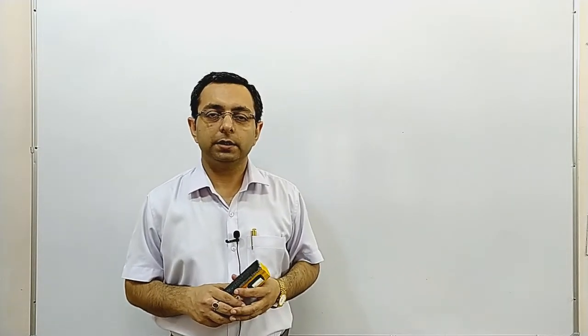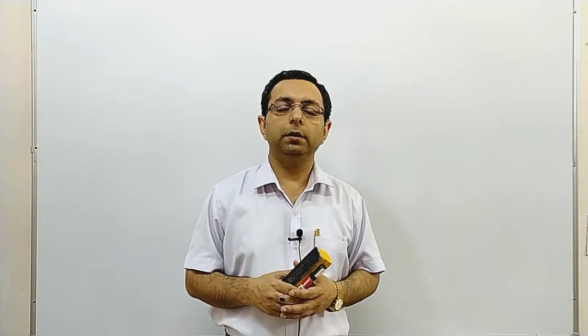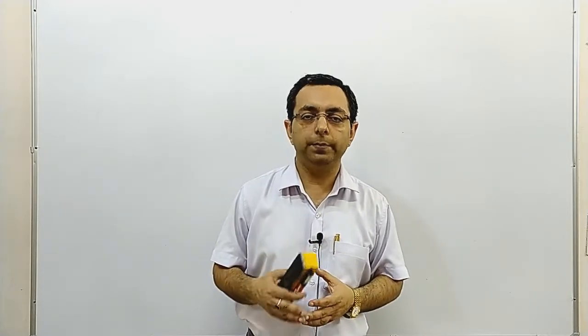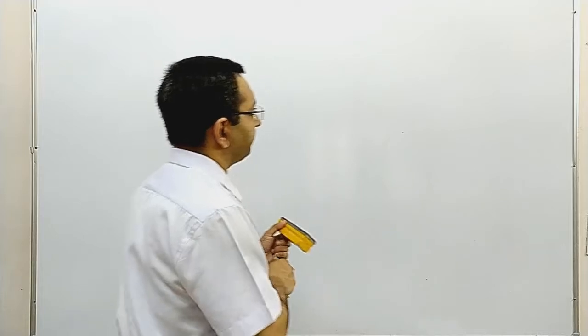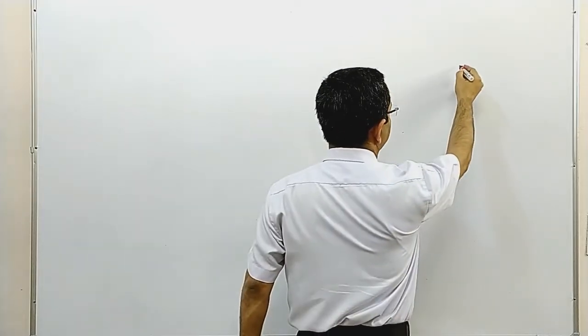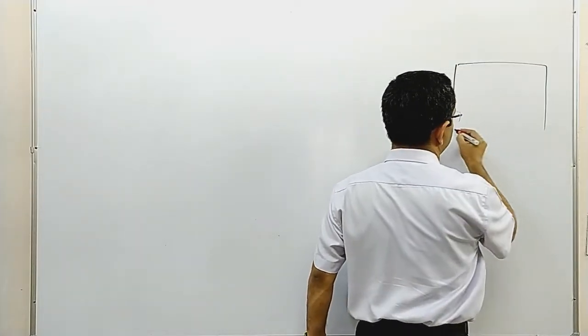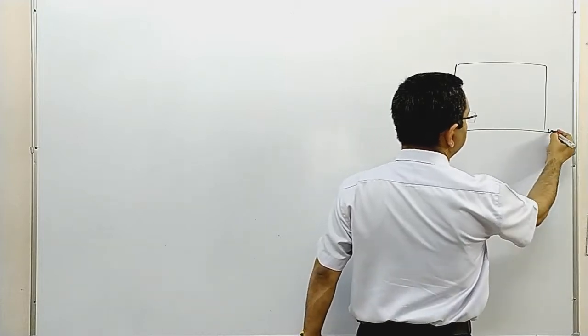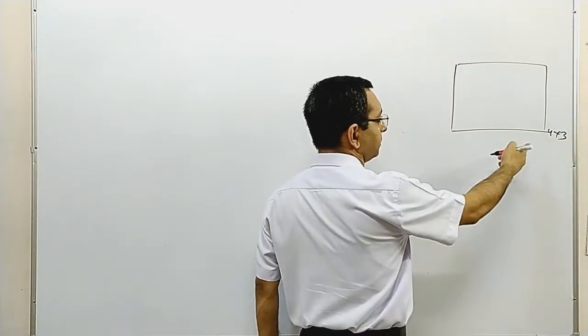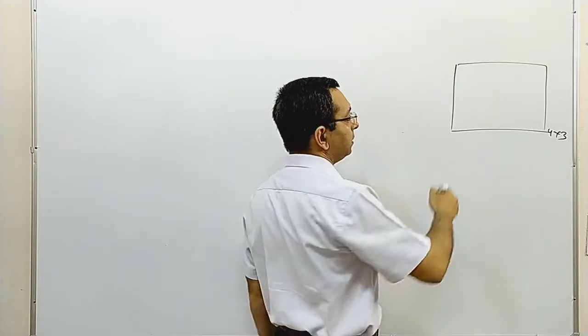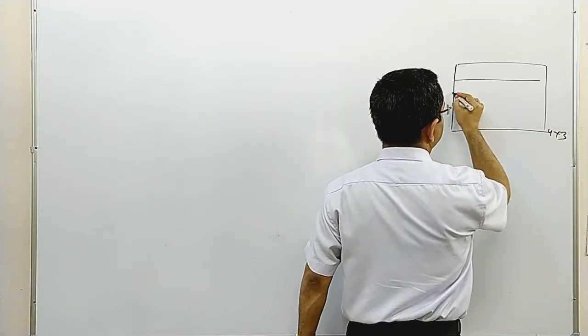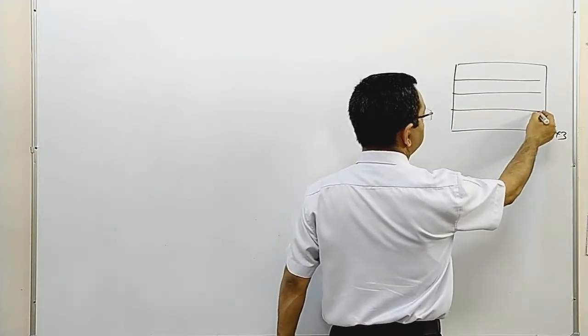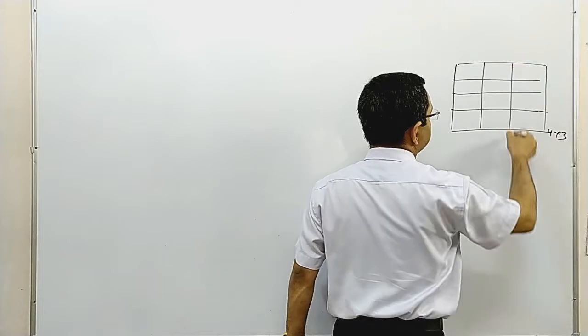In this video, we will discuss how to take input as a matrix and how to print it. Suppose we have a matrix of order 4 by 3. It means 4 rows should be there and 3 columns should be there. So let's take 4 rows and 3 columns.